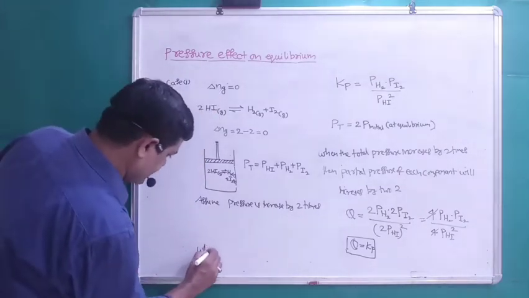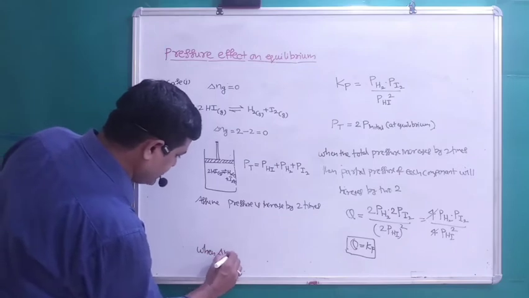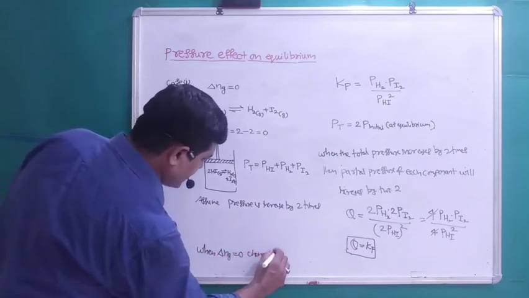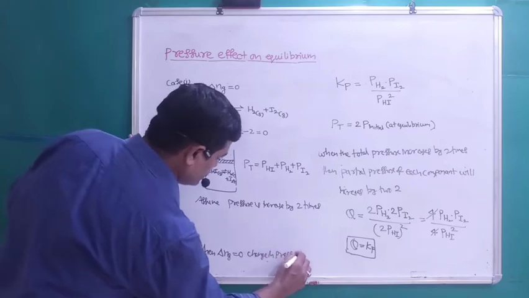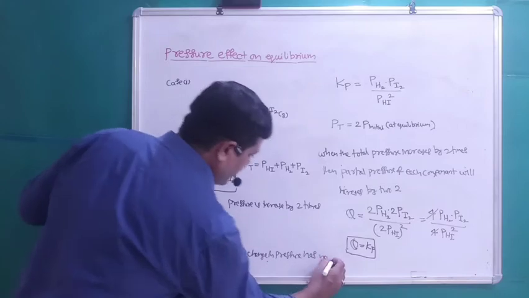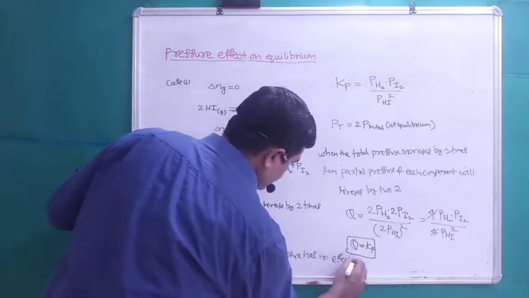We can write it as: when delta Ng is equal to 0, change in pressure has no effect on equilibrium.